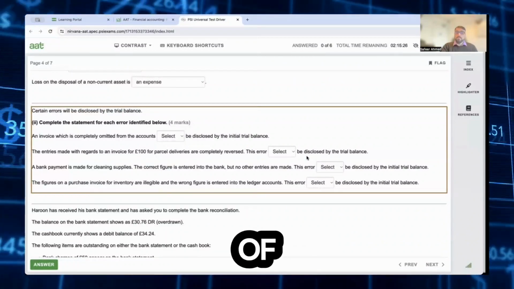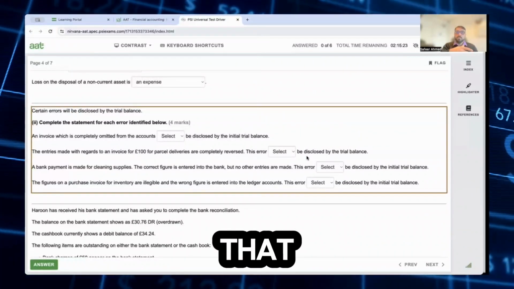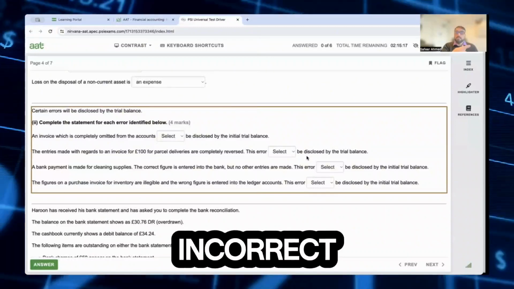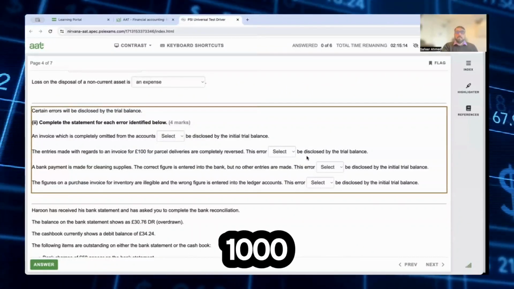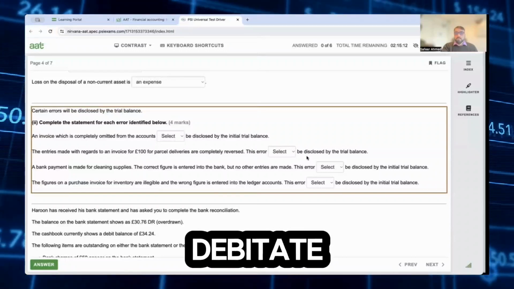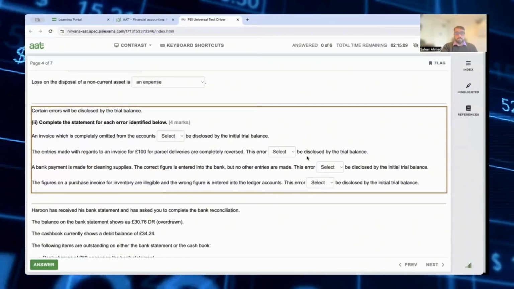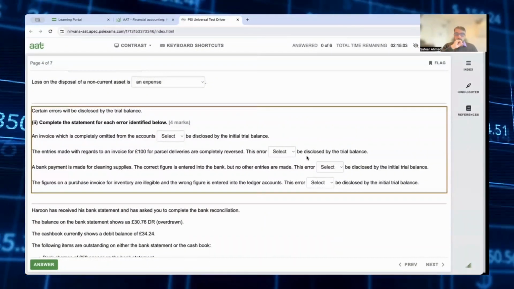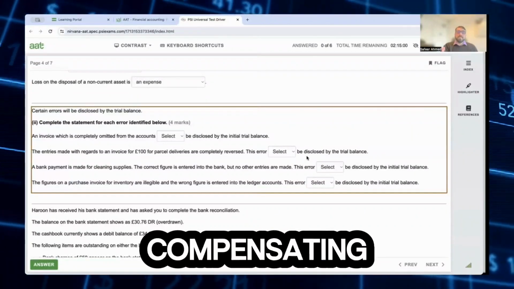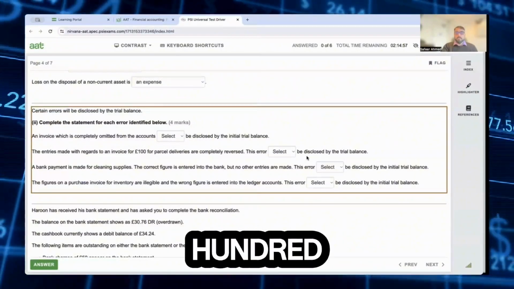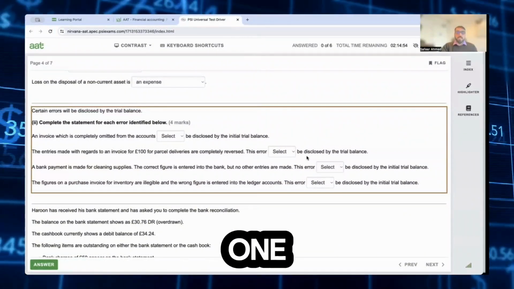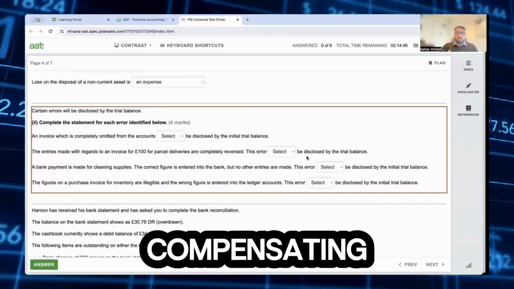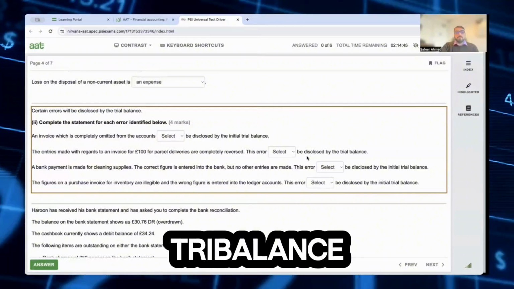And similarly, error of original entry. For example, the amounts that you have recorded on both sides as the debits and credits are the same, but incorrect amounts. For example, the amount was 1,000, but you recorded it as 100 on the debit and credit side of the trial balance. So therefore, it would not affect your trial balance, or it would not be disclosed by a trial balance. It can also be things like compensating errors. Where you made an error on the debit side of 100 and another error on the credit side of 100. So one error is compensating for the other one. So again, compensating errors would not be disclosed by a trial balance.